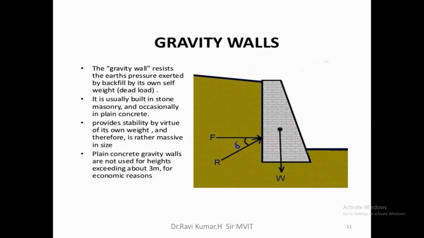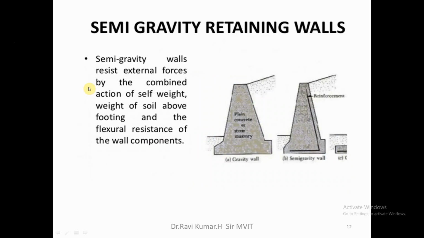Like that, the next kind is called the semi-gravity retaining wall. Now we have the earth pressure here. Due to the earth pressure, this may buckle away. When it buckles, you have compressive stress and tensile stress here. Hence, to reduce the tensile stress, we use minimum tension reinforcement here. Such a wall is called a semi-gravity retaining wall, where the flexural resistance is provided by minimum reinforcement.